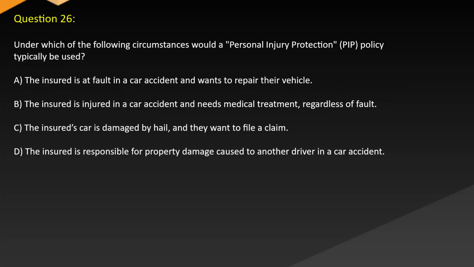Question 26. Under which of the following circumstances would a personal injury protection (PIP) policy typically be used? A. The insured is at fault in a car accident and wants to repair their vehicle. B. The insured is injured in a car accident and needs medical treatment, regardless of fault. C. The insured's car is damaged by hail and they want to file a claim. D. The insured is responsible for property damage caused to another driver in a car accident.